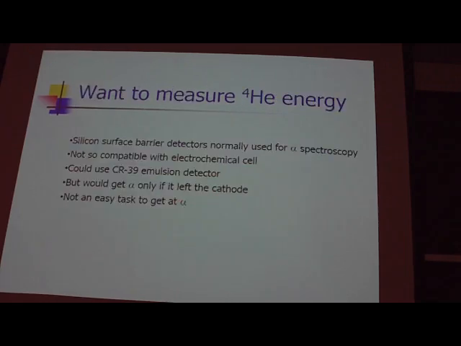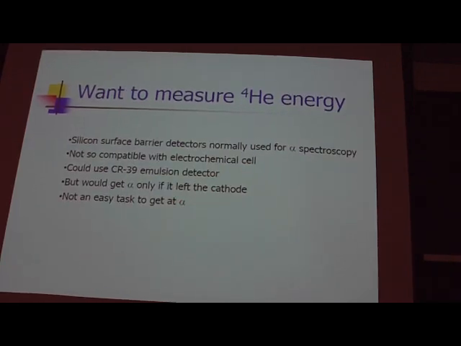So to measure the helium-4 energy, we have a number of tools. We can use silicon surface barriers. We can use emulsion detectors. We can use scintillators. We covered normal nuclear techniques. They basically require the detector to be somewhere close enough to get the alpha particle. If the alpha particle is born in the cathode, then it's going to lose some energy in the cathode, and it's going to lose some energy in the water. Plus, if you talk to the electrochemists about putting a big detector into their electrolyte, you're going to hear them scream because it perturbs the electrochemistry significantly.